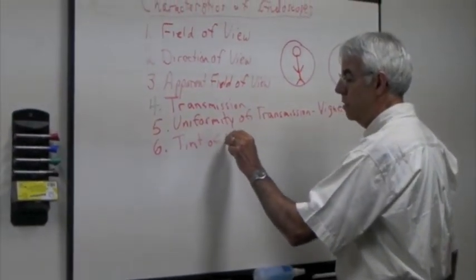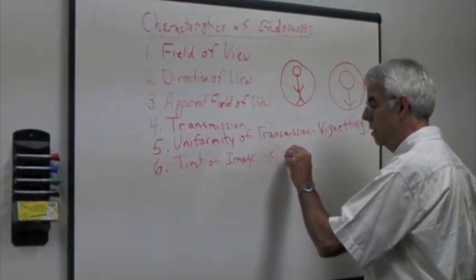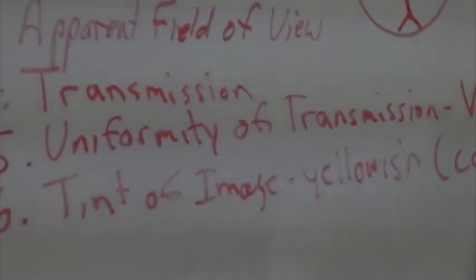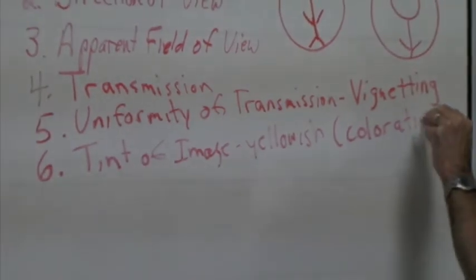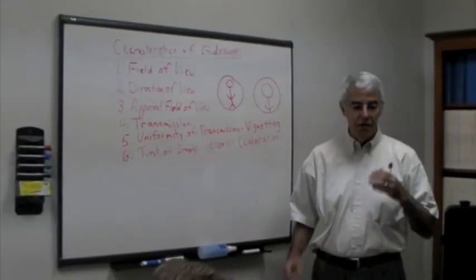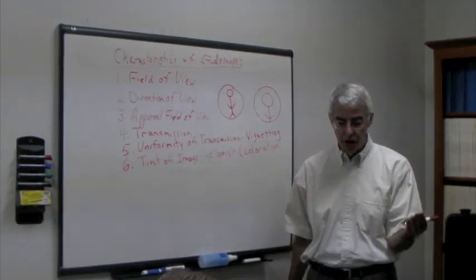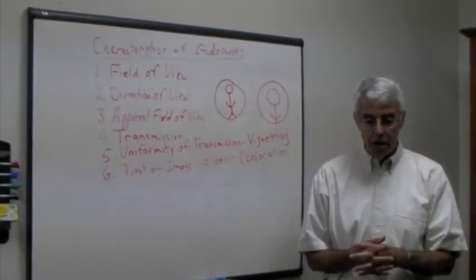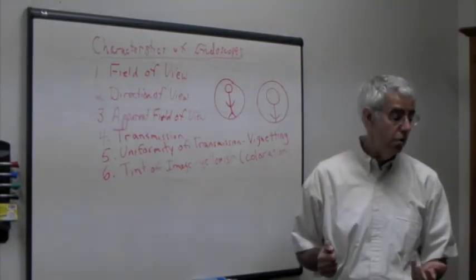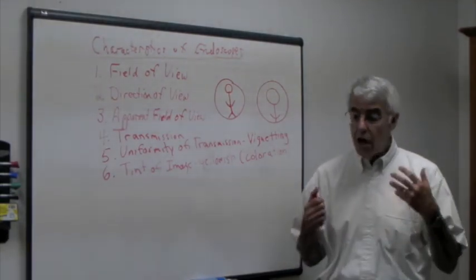The tint of the image. Is it yellowish? I call this coloration. Again, this is a pretty straightforward kind of concept. If you've got something flesh-colored, you want it to translate flesh-colored through the optical system. Oftentimes, the glasses won't transmit blue as effectively as the other colors, and a lack of blue means kind of a yellowish image.